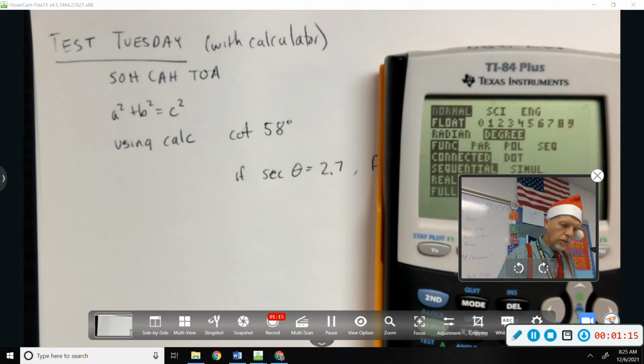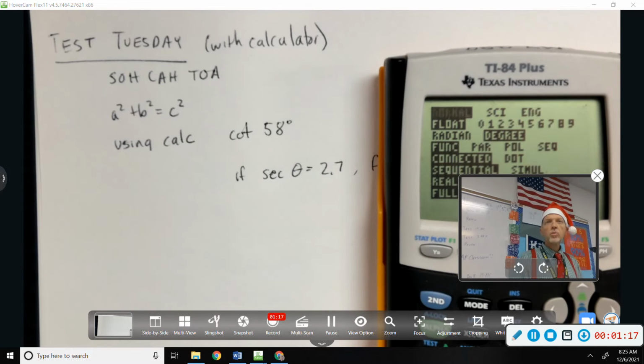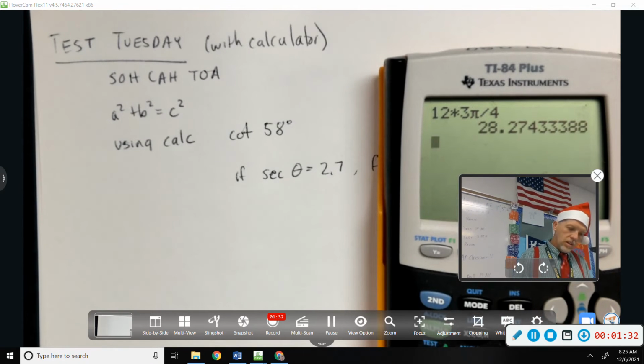So first thing we should do is make sure we're in degrees, especially if you're borrowing my calculator, because right now pre-cal's in degrees, calculus is in radians. So if you're using one of mine, that's fine, but it'll depend on who had it last as to what mode you're in. So cotangent of 58, how do I do that?